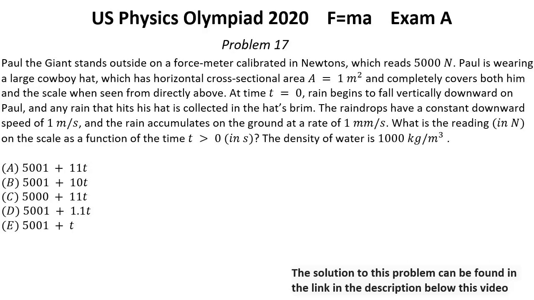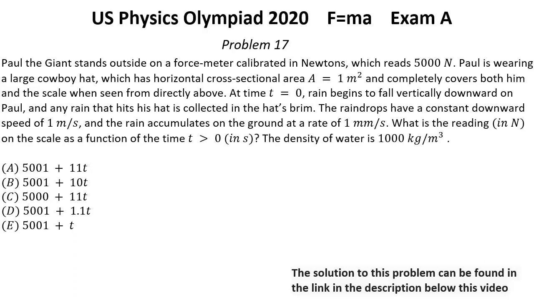At time t equals 0, rain begins to fall vertically downward on Paul, and any rain that hits his hat is collected in the hat's brim. The raindrops have a constant downward speed of 1 meter per second, and the rain accumulates on the ground at a rate of 1 millimeter per second. What is the reading in newtons on the scale as a function of the time t more than 0 in seconds? The density of water is 1000 kg per cubic meter.